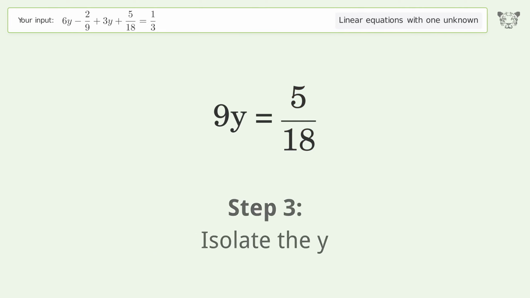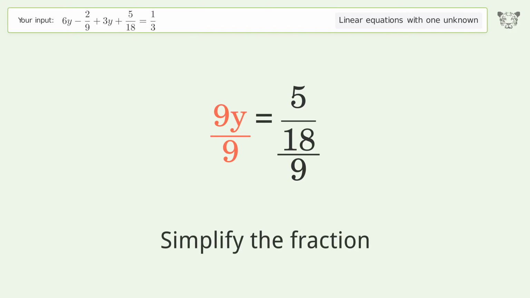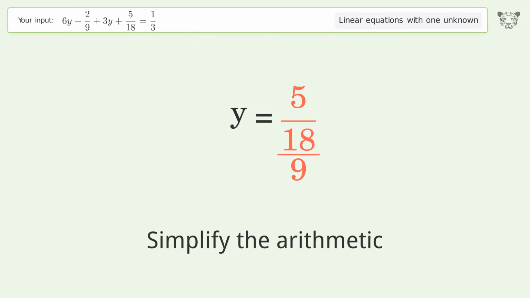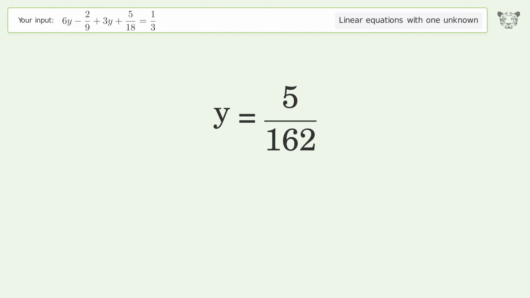Isolate the y. Divide both sides by 9. Simplify the fraction. Simplify the arithmetic. And so the final result is y equals 5/162.